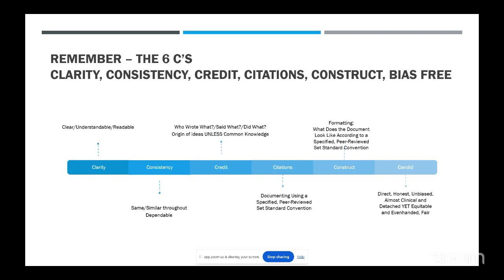And then the third thing is credit. Who are you giving credit to? So, who wrote what? Who said what? Who did what? Who conducted what research studies and why? Who was the originator of those ideas? Unless it has reached the status of common knowledge.